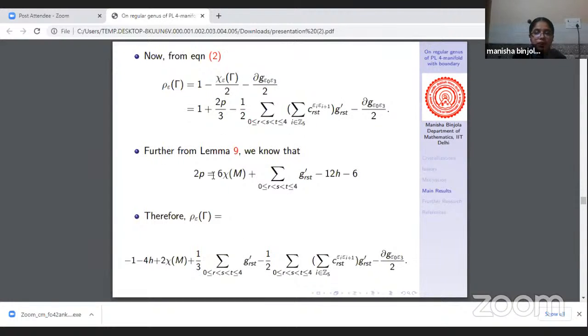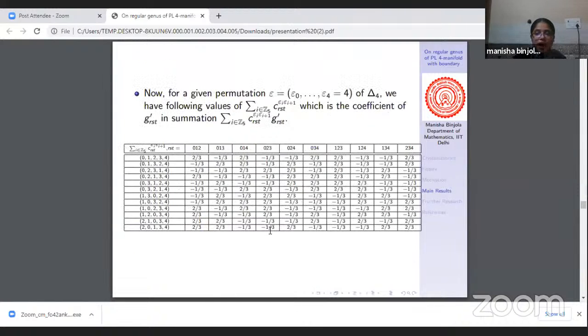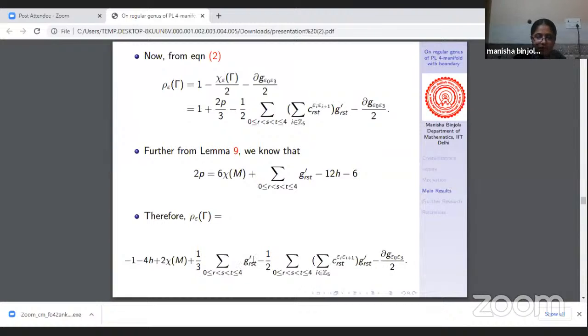Okay. And then from lemma 9, we have this thing where we gave the relation of the number of vertices in gamma in terms of G dash. Now we substitute back. So we get rho epsilon equals this. Now we have a table. Now what will we do next?